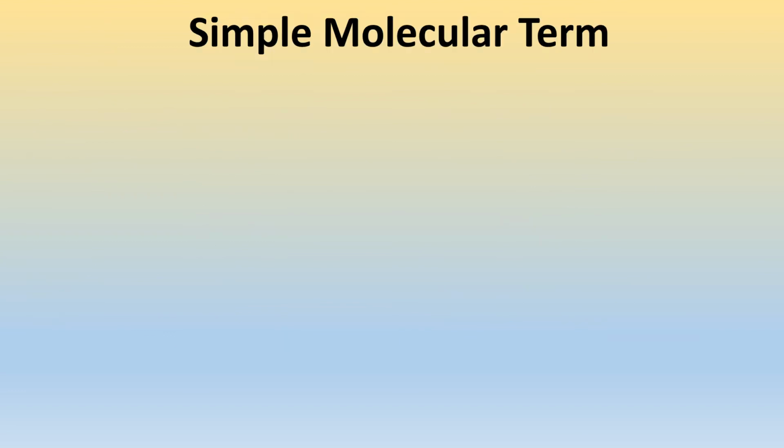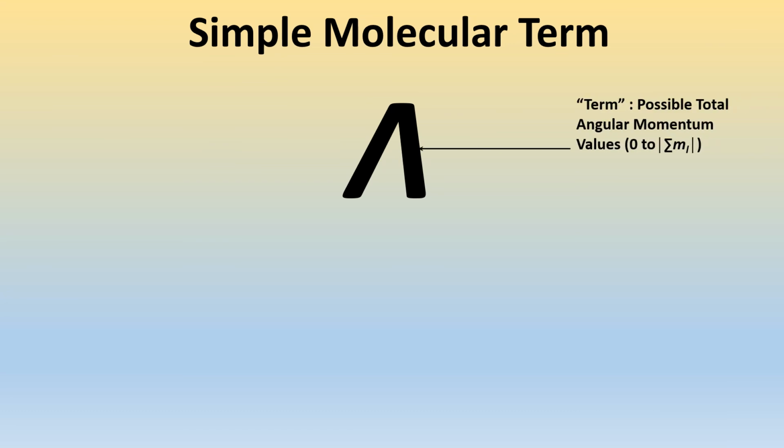Just like all of the electrons in an atom add up to the atomic term, all the electrons in a molecule will add up to a molecular term. In this case, the term symbol is directly derived from the atomic term symbol, with Greek letters replacing Roman letters. For example, in the middle is now the capital lambda. This still is the term of the molecule, and it's the total possible angular momentum values for all the electrons from 0 up to and including m sub L.